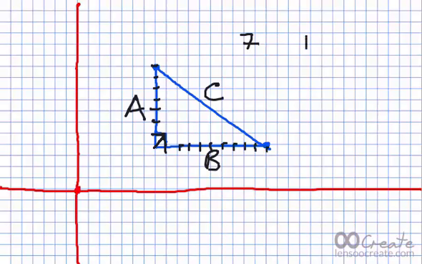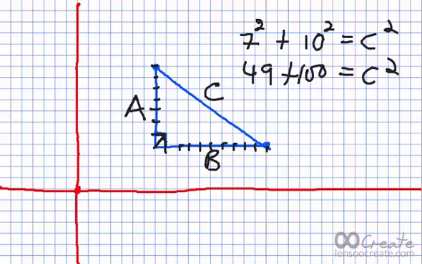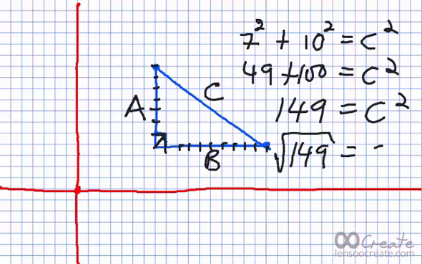And I know that a squared plus b squared equals c squared. 49 plus 100 equals c squared. 149 equals c squared. So I take the square root of both sides, and I get about 12.2.